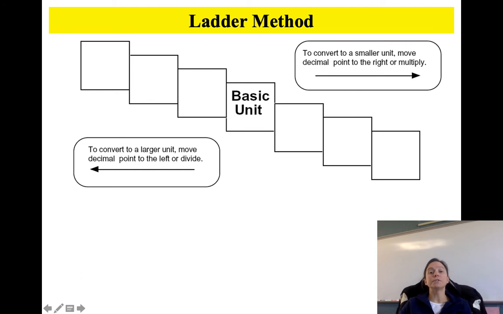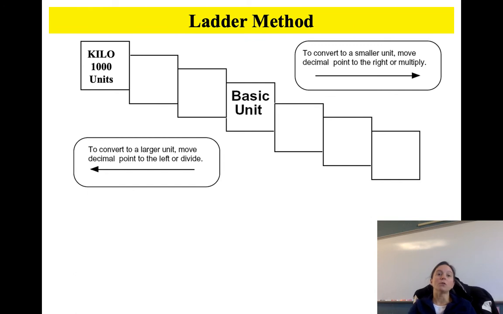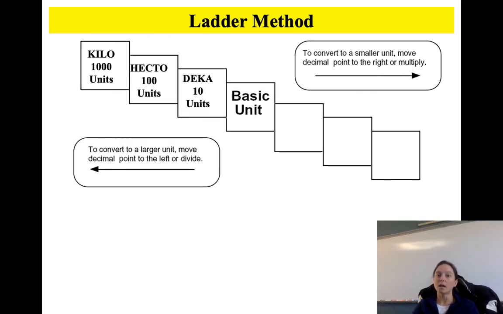Okay, so the first thing that we need to know is what the sequence or order of the units for the metric system are. So in looking, our largest unit that we will be dealing with is kilo, which is 1,000 units. There are other units larger than kilo, like giga and mega, but we're going to be starting with kilo. So kilo is 1,000 units, and then hecto is 100 units. Deca is 10 units. Our base unit would be grams or meters or liters.